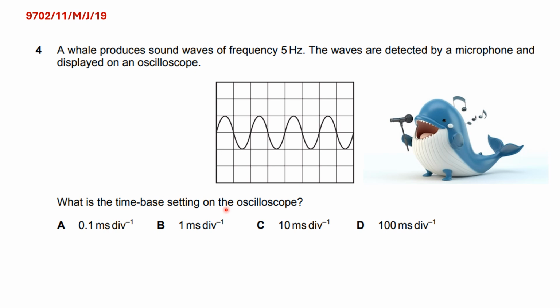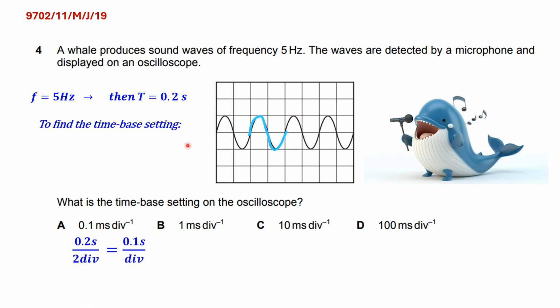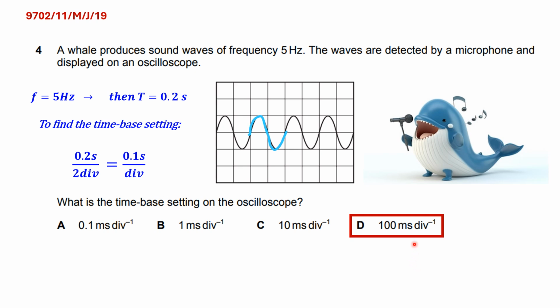All right, identify a wave. So I have 2 boxes or 2 divisions, because this time I don't have centimeters. So 2 divisions, and I have the frequency. The frequency is 5 Hz and the period is 0.2 seconds, because the period is the inverse of 5 Hz. To find the time-based setting, we take 0.2 seconds, which is the period, divided by the number of divisions corresponding to one cycle, which is 2. So that is 0.1 seconds per division, which is the same as option D.